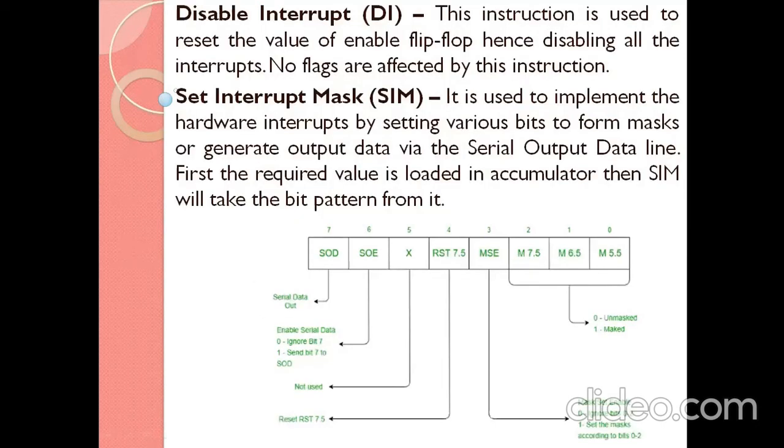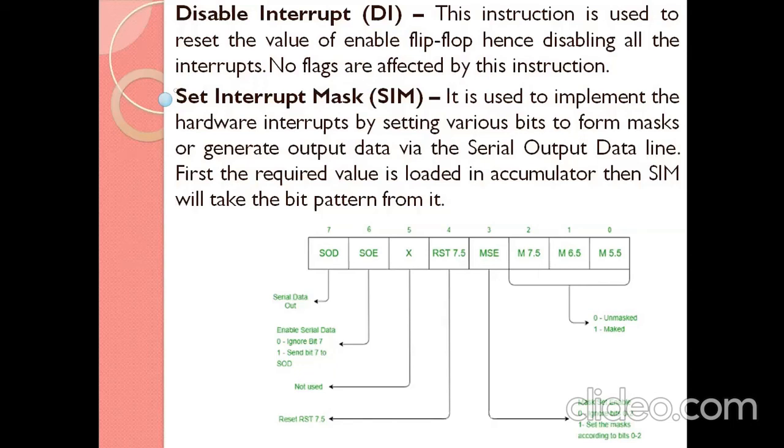Disable interrupt. There is one instruction called disable interrupt. If you give that instruction, all of RST 7.5, 6.5, 5.5 and INTR will get disabled. Set interrupt mask. This is one 8-bit register. If you give the instruction set interrupt mask, the accumulator value will be stored in this register.